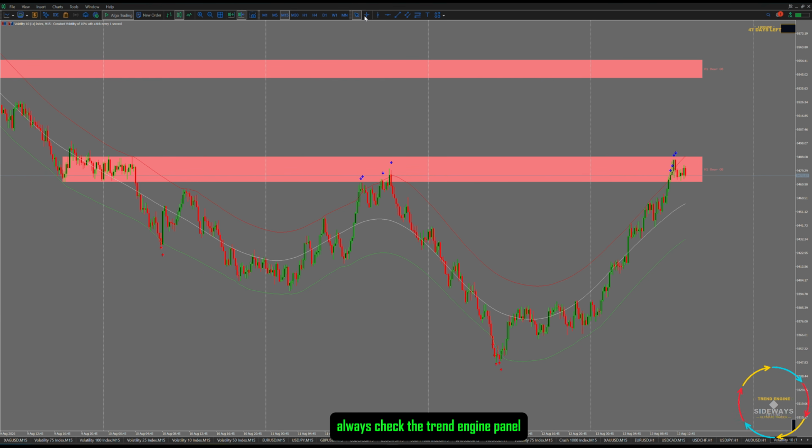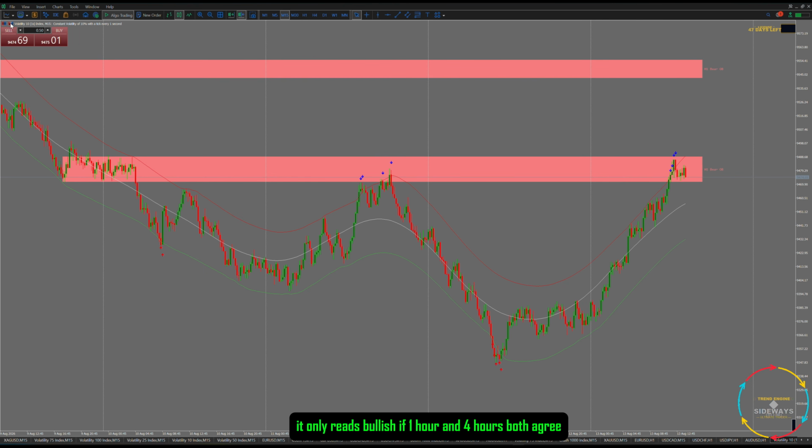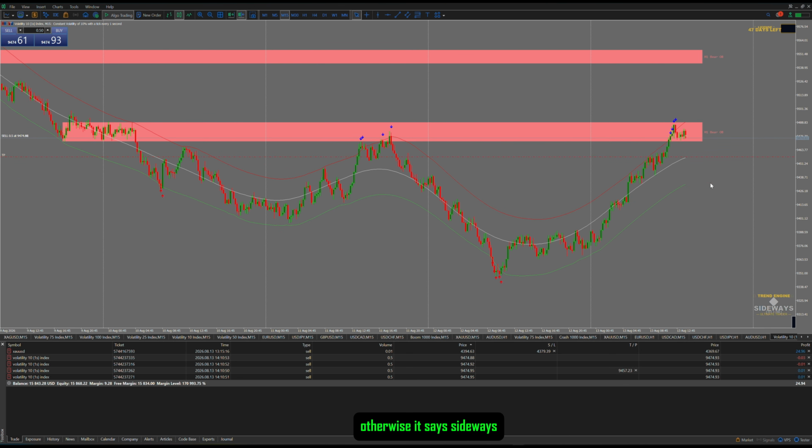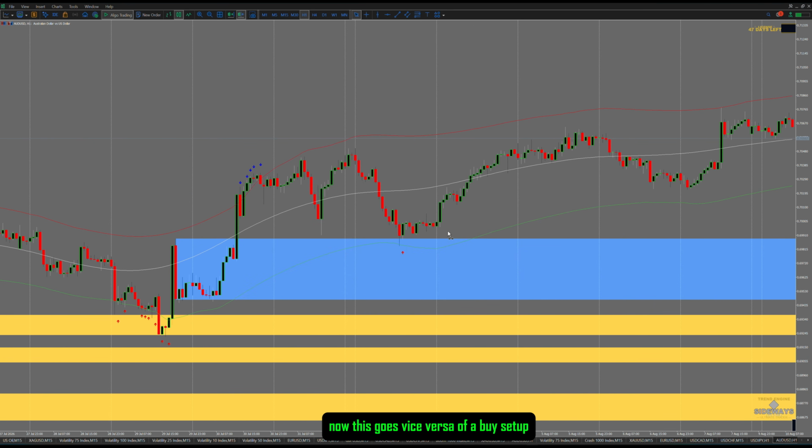Always check the trend engine panel. It's calculating the average trend on 1 hour and 4 hours time frame. It only reads bullish if 1 hour and 4 hours both agree, otherwise it says sideways. For a short trade, you want that trend engine to be showing sell or sideways. If it's screaming buy, you are about to go against the trend. Take the trade smaller or just don't take it at all. Now this goes vice versa for a buy setup.